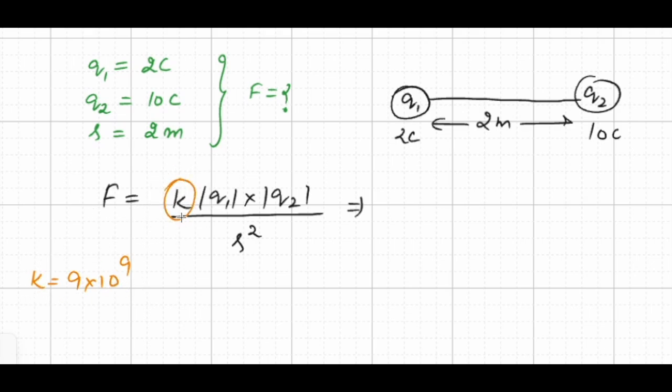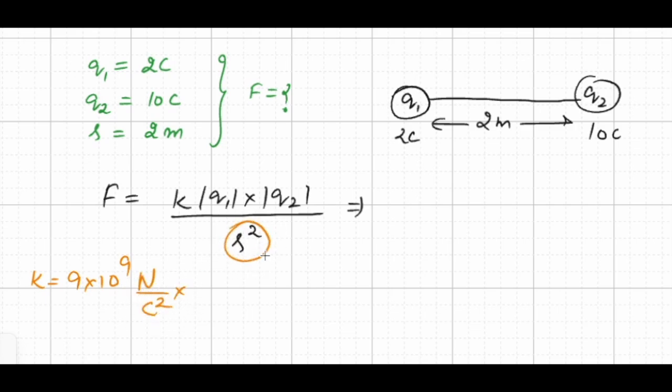If you want to calculate the units of this K, you have to arrange these units to the other side. For example, what is the unit of force? It is Newton, so Newton will be there. Then what is the unit of Q1 and Q2? They are Coulomb, so Coulomb squared, and while they go to the other side, they will go down. So we will say Newton divided by Coulomb square.